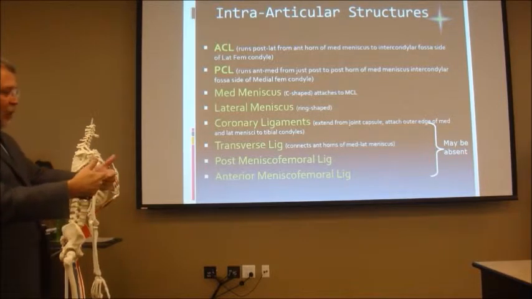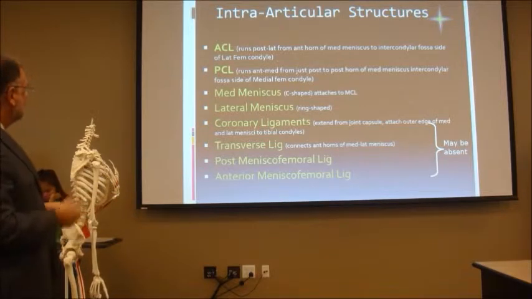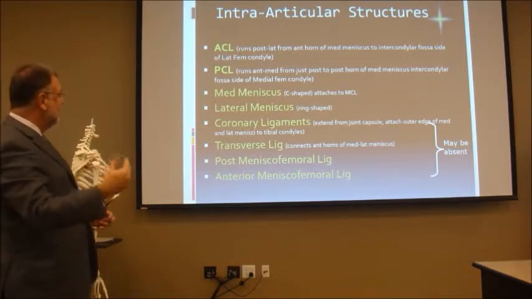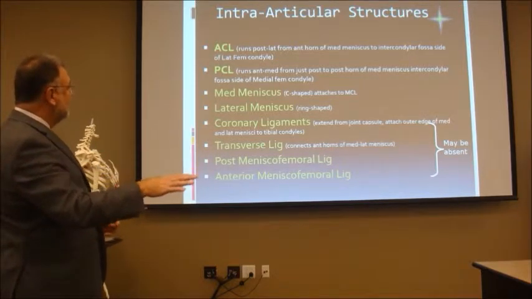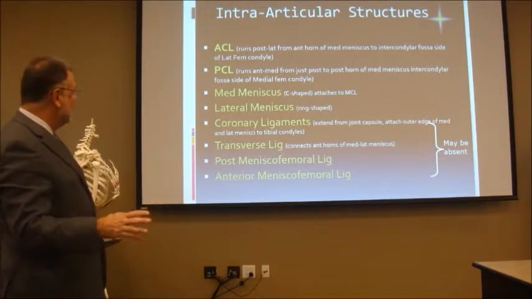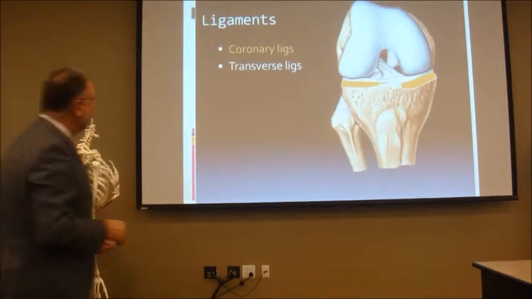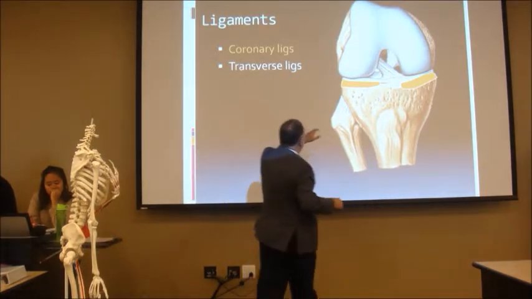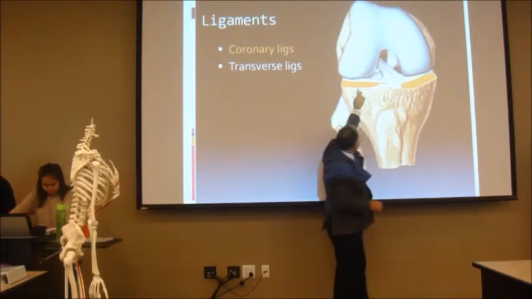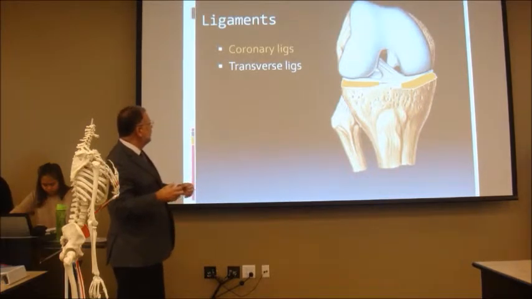The transverse ligament holds both of the menisci in front and in back, and the posterior meniscofemoral ligament as being anterior and posterior. Those transverse ligaments, although they say it might be absent, the coronary, transverse, and anterior and posterior meniscofemoral ligaments are really true structures. So the coronary ligaments run at the base of the tibial plateau and attach to both of the menisci. At that level, that's where those coronary ligaments are going to be.